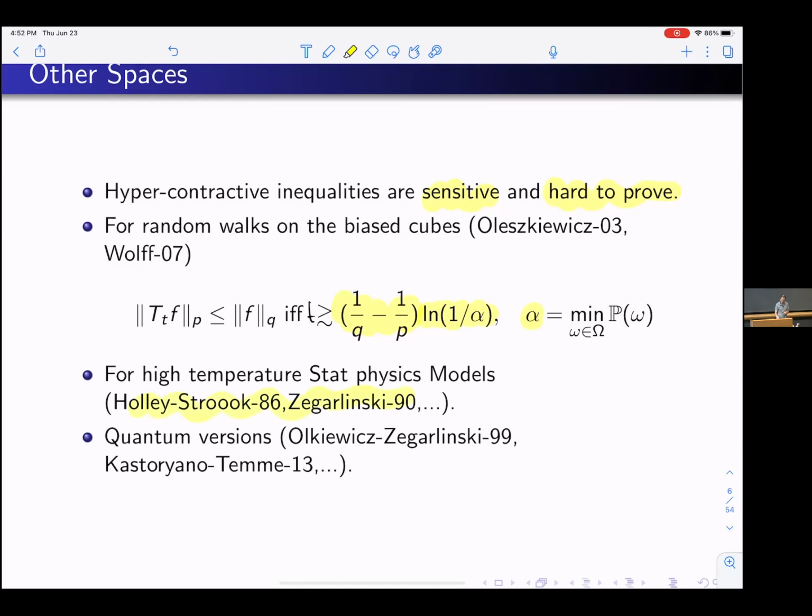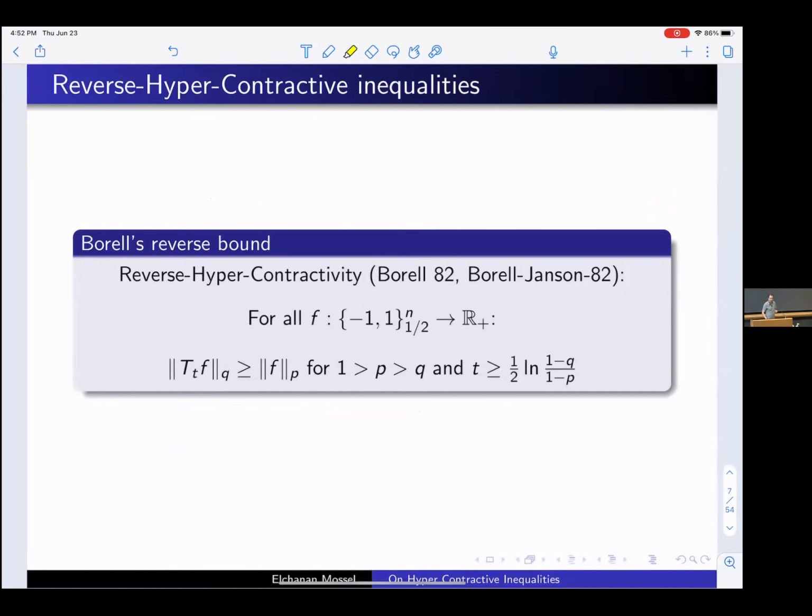I'm not really going to talk about that. And then there are quantum versions, which I'm also not going to talk about. Depending on the operator, it has to be the right operator. If it's the right operator, maybe you can prove it, maybe you cannot prove it. It depends on your situation. Okay, so that's the story of hypercontractivity that I wanted to tell you.